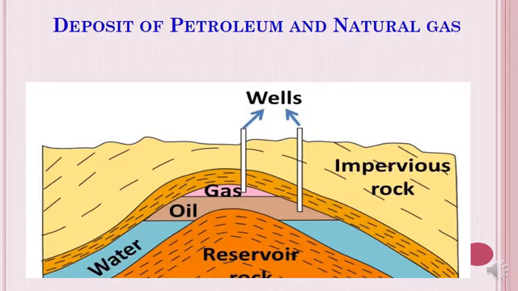In the figure, it is shown here the deposit of petroleum and natural gas. You can see the layer containing petroleum oil and the gas is above that of water. Why is it so? Can you think? The oil and gas are lighter than water and do not mix with it.